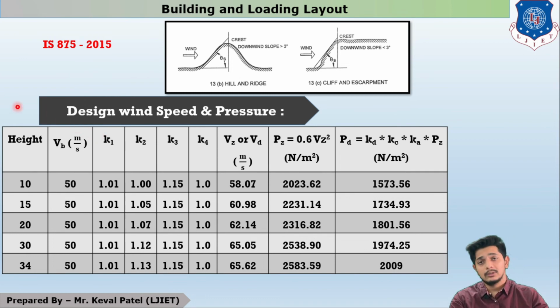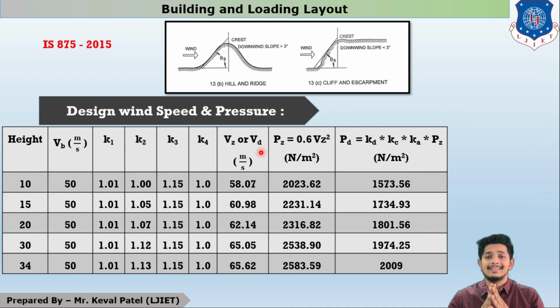Now, let us focus on the table again. I have different heights. I have Vb for all the heights because it is in Chennai, in the same region. Vb will be constant through the table. K1 value will be constant throughout the table, 1.01. K2 will change according to the IS code values we have calculated previously. K2 has been written. K3 will be constant 1.15, which is found out. K4 will be constant 1.